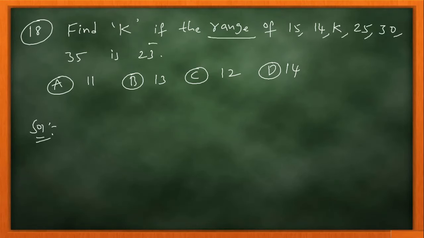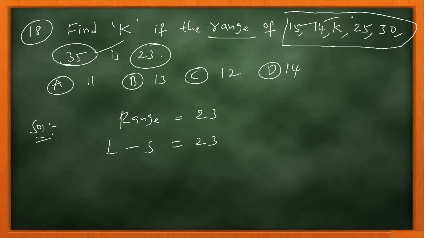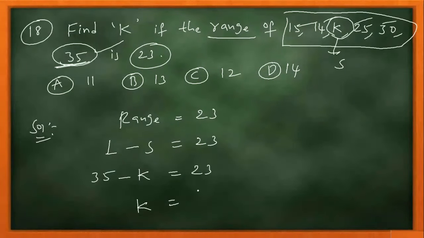The clue is given, range is 23. So what is the concept of range? Range is the difference between the largest and the smallest value, which equals 23. Out of all the given observations, which one is the highest? The highest observation is 35. 35 minus the smallest observation, which we don't know, and that smallest observation can be taken as K. So 35 minus K equals 23. Then K equals 35 minus 23.